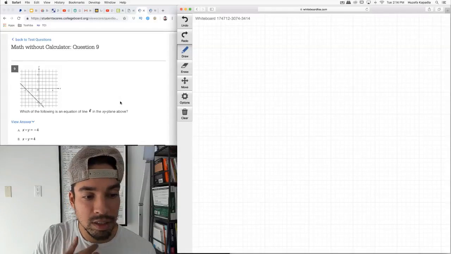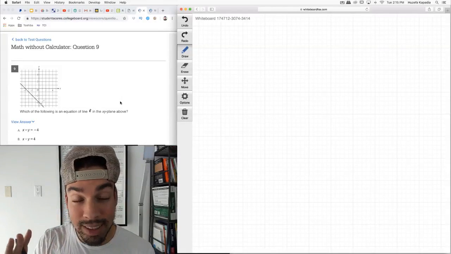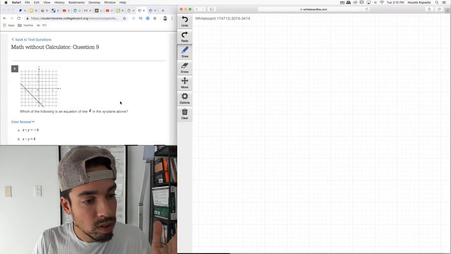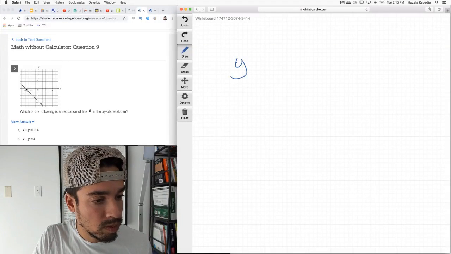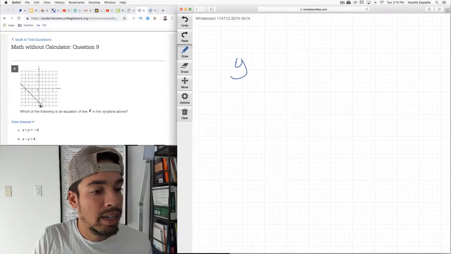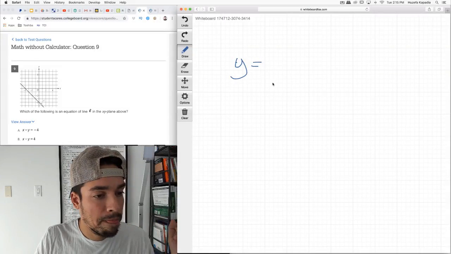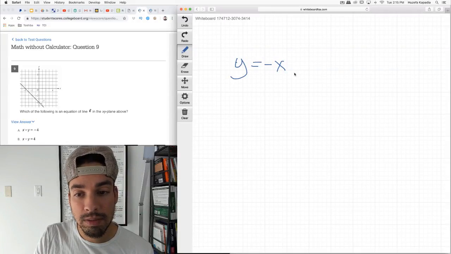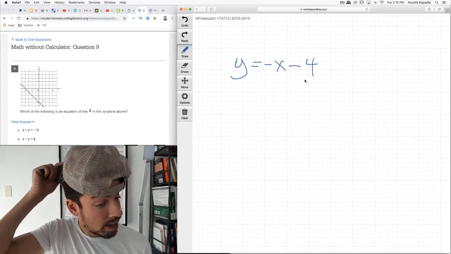Which of the following is an equation of the line L in the xy plane above? All right, check this out. There's multiple ways to approach this, but what I see is the slope, which is just -1, down 1 over 1, down 1 over 1. And I see the y-intercept, which is -4. So I can straight away say this is y equals -x, which is like -1x, minus 4. There's my line.